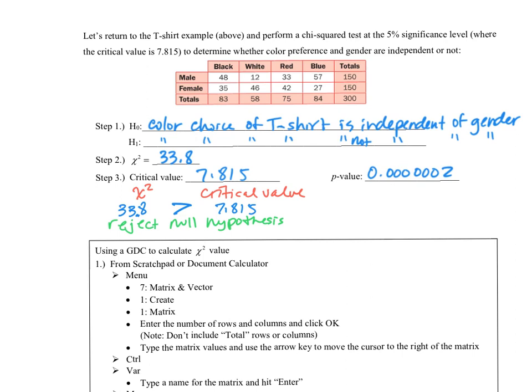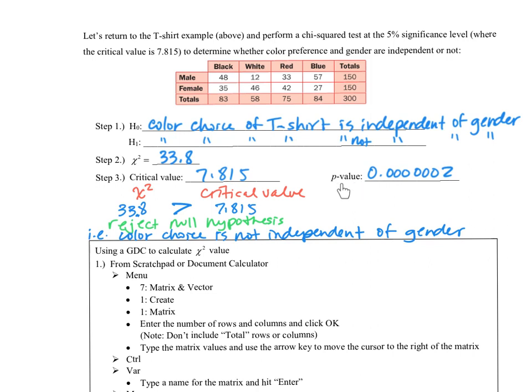So if we're rejecting that, I'm going to say i.e., that is to say, rejecting the null hypothesis means that color choice is not independent of gender. Okay? Now, just for the fun of it, we don't need to do both of these comparisons. You can do one or the other, but just for the fun of it, let's do our other comparison and see if we get the same result.